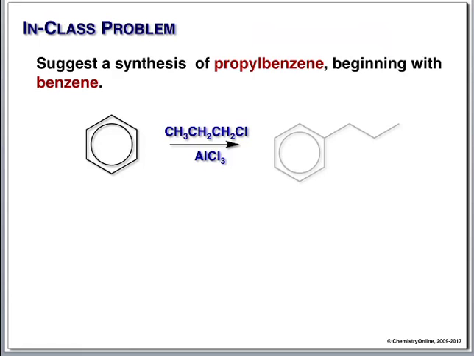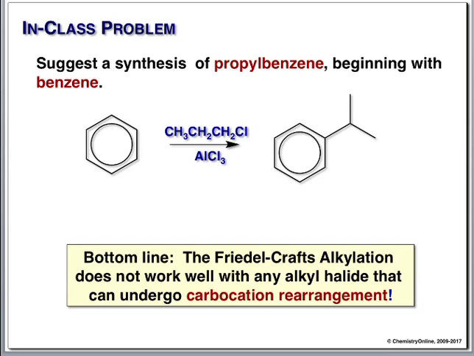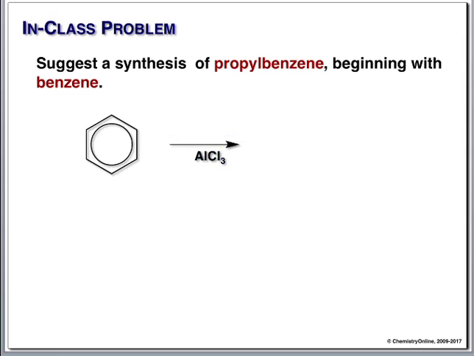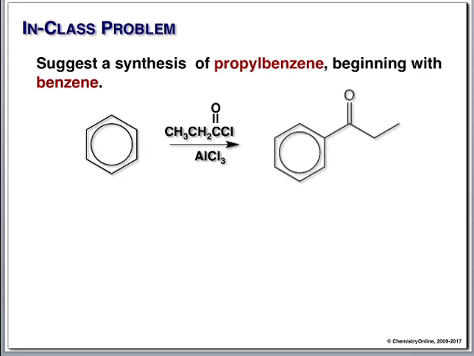But if we take benzene and we do a Friedel-Crafts acylation, we can make this compound. Now, all you have to do is take this little guy, dump it into zinc mercury amalgam, and you have your propylbenzene. Very useful reaction.